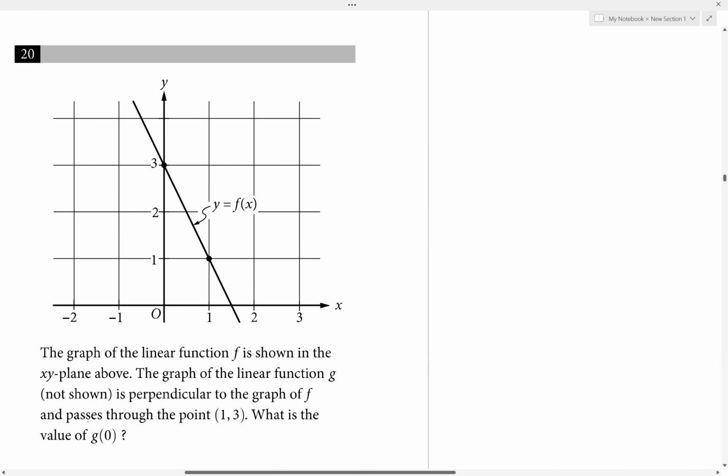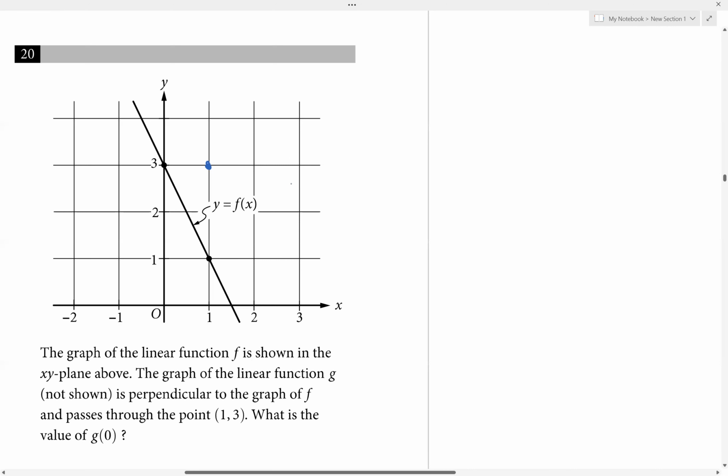But we have to figure out what the g function is. We know that the g function is perpendicular to f, the graph that we have, and also passes through the point (1, 3). (1, 3) right there is a point. It should be perpendicular, so it has to form a 90-degree angle with the f function.